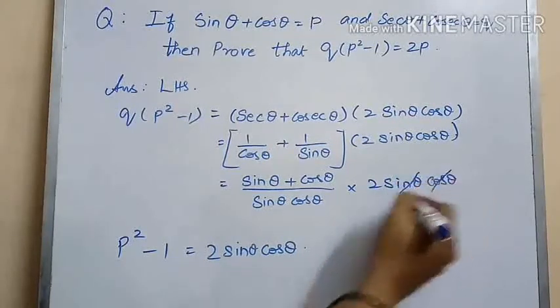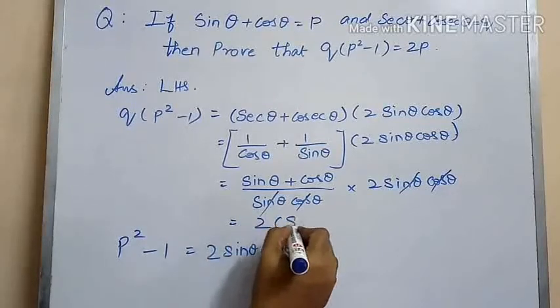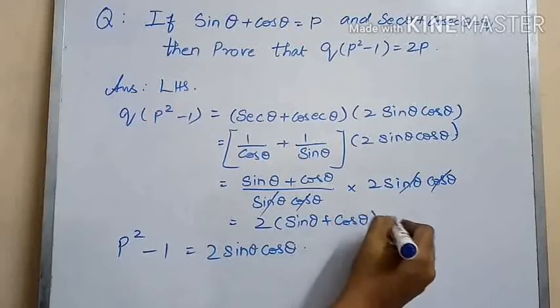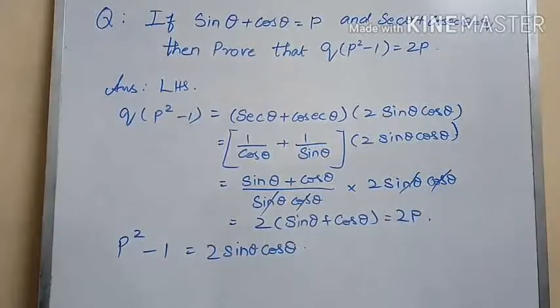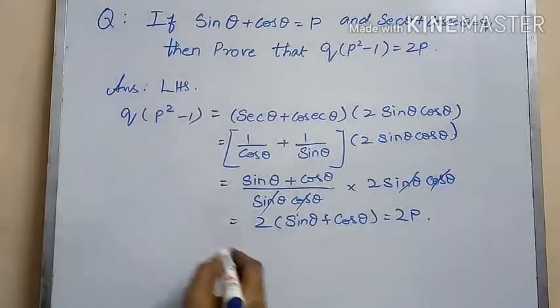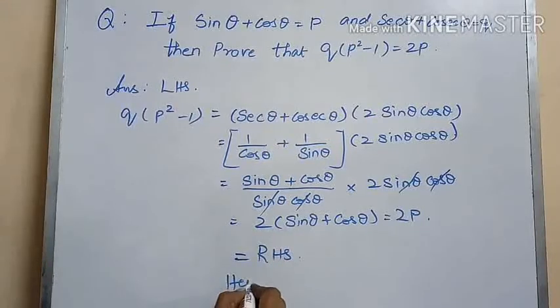So we can cancel sin theta and cos theta. So we get 2 times sin theta plus cos theta, which is 2P. So we get the RHS. Hence we have proved.